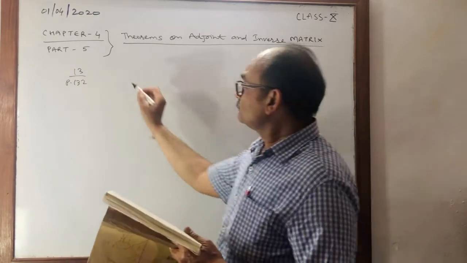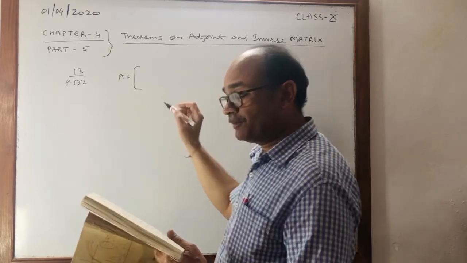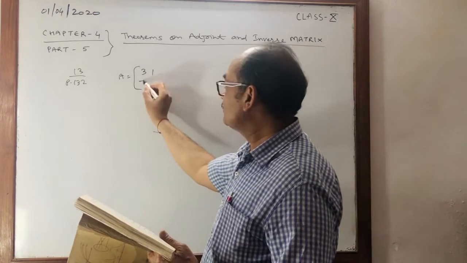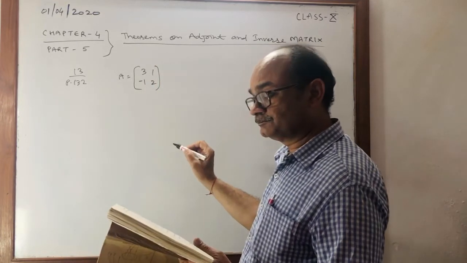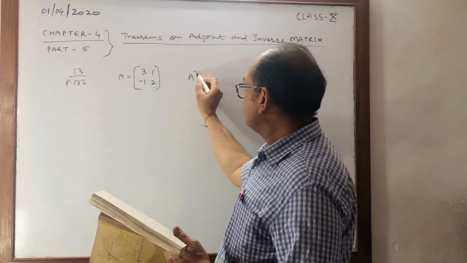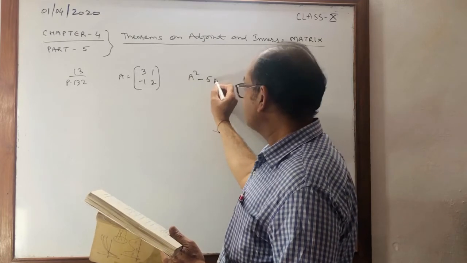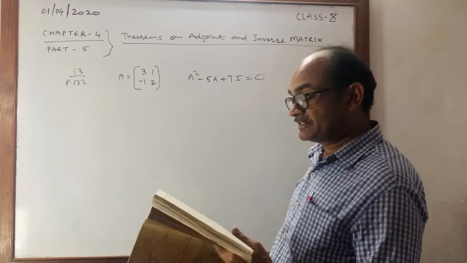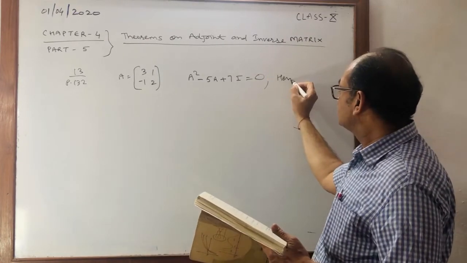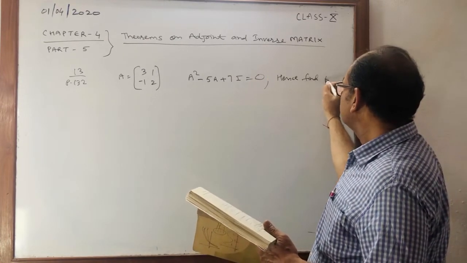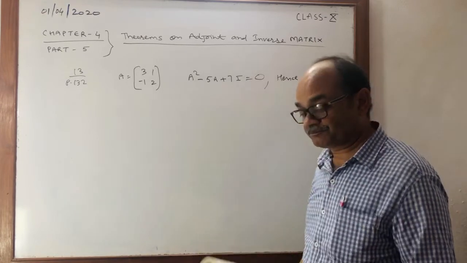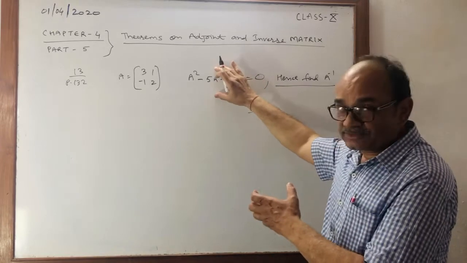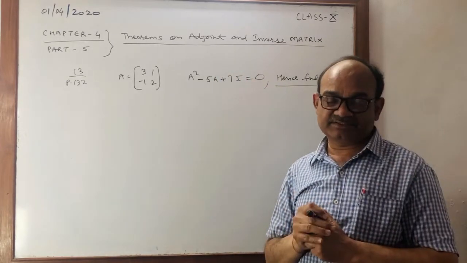If A equals a 2 by 2 matrix [3 1; -1 2], then prove that A square minus 5A plus 7I equals the null matrix, and hence find A inverse. The important line is, using this you have to calculate A inverse.